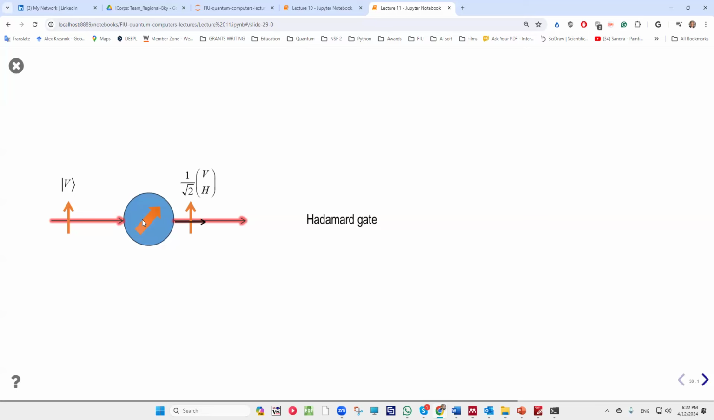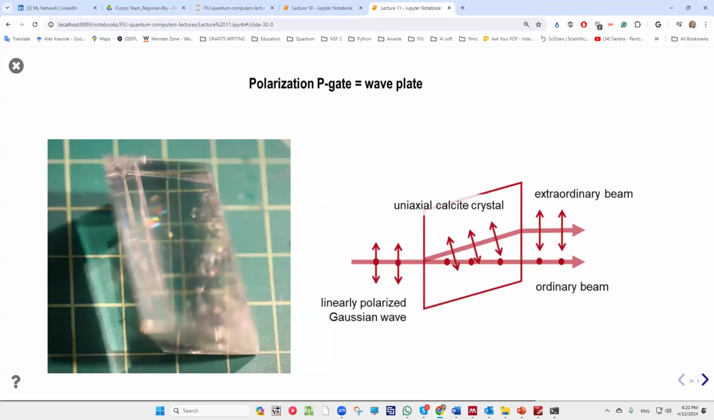So a polarizer set at 45 degrees operates as a Hadamard gate, and it creates the balanced, perfect superposition of vertical and horizontal states. This is like a simple version of a Hadamard gate.